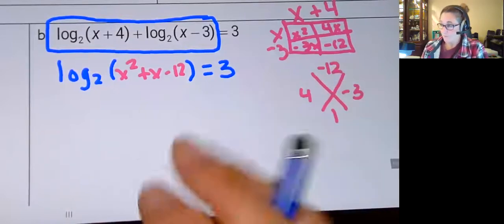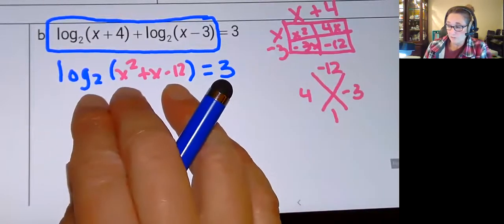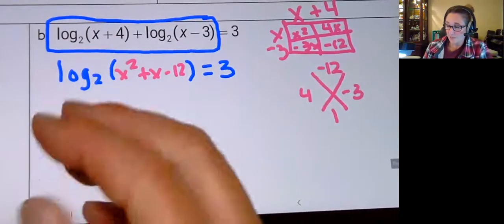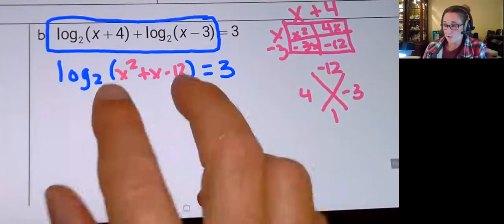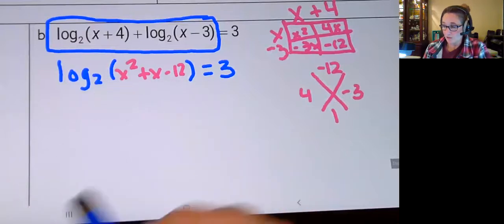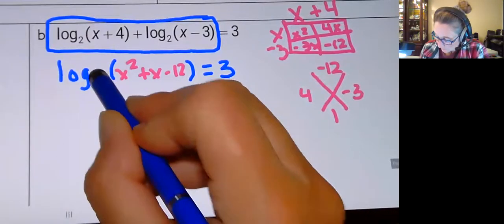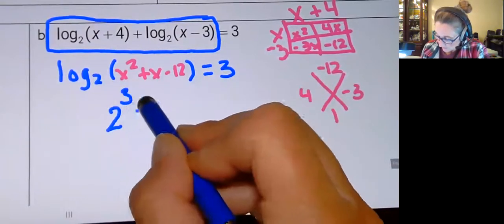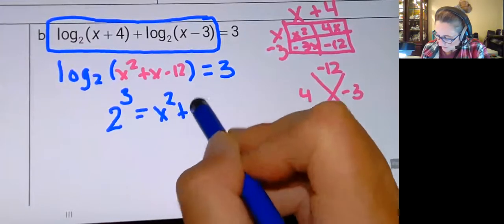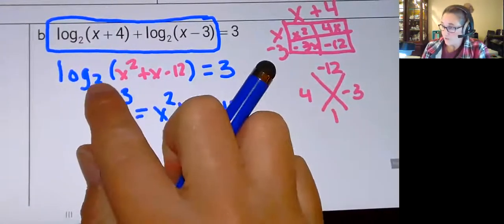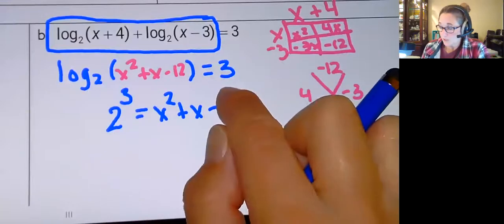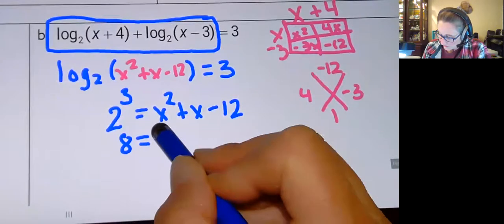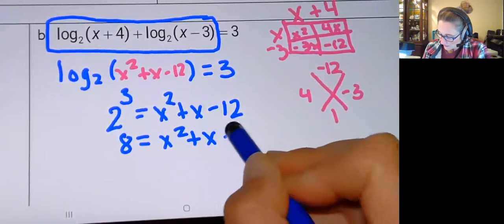Okay, equals 3. So now that you have it as a single logarithm, just like over here on the last one, when I got it as an exponential by itself, logs undo exponentials, exponentials undo logs. So I'm going to write this in exponential form. Base 2 to the power 3 equals x squared plus x minus 12. Now 2 to the third is 8. And so I get 8 equals x squared plus x minus 12.